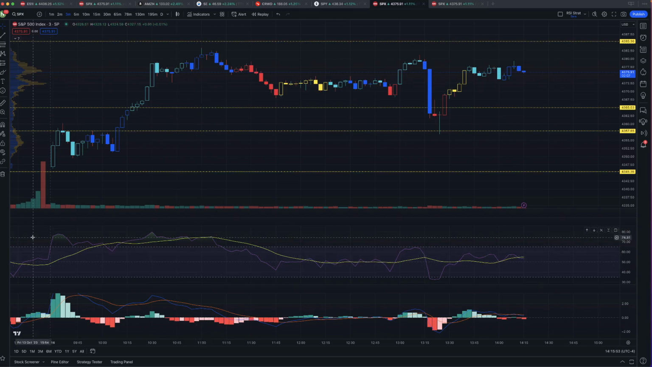This is RSI. This indicator on this chart is RSI for oversold and overbought. Once we get that signal, then we are looking for the MACD to cross.